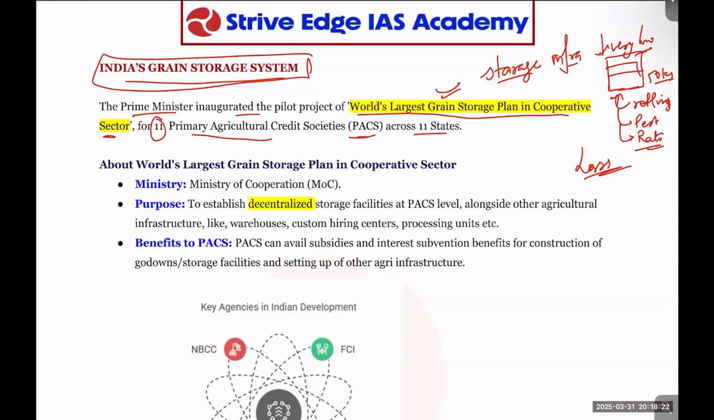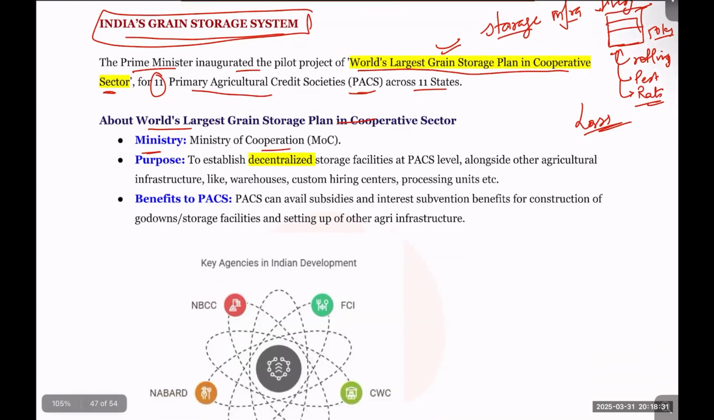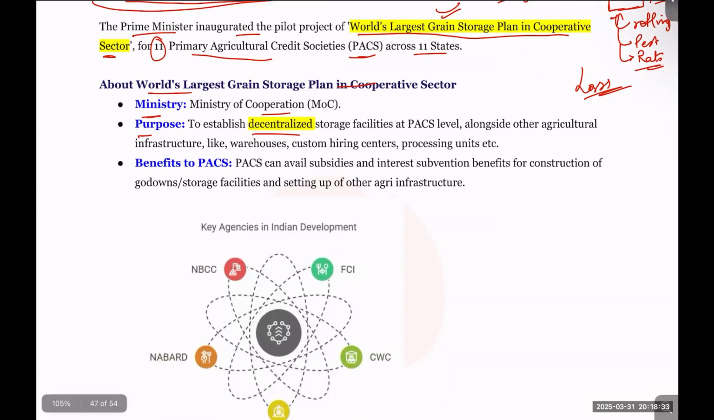So what is this about? What is the world's largest grain storage plan in the cooperative sector? The ministry involved will be the Ministry of Cooperation, MoC. The purpose will be to establish a decentralized storage facility at PAC level. Okay, so you should remember that it is not at the central level that this storage infrastructure will be developed. It will be developed at the village level or district level. It will be the establishment of warehouses, custom hiring centers, and processing units.